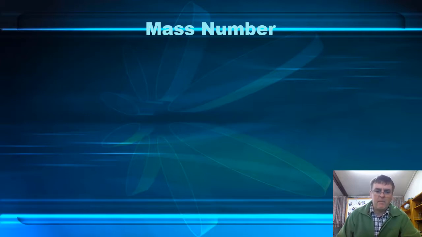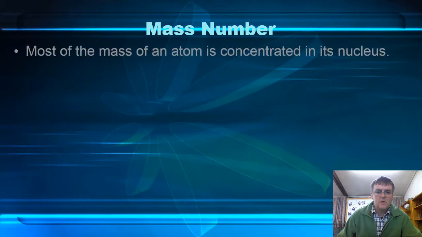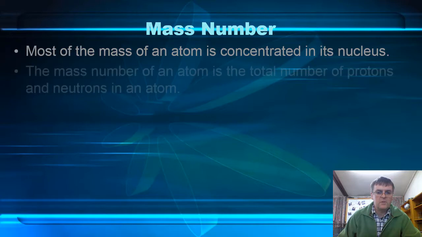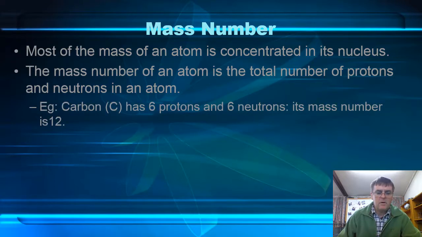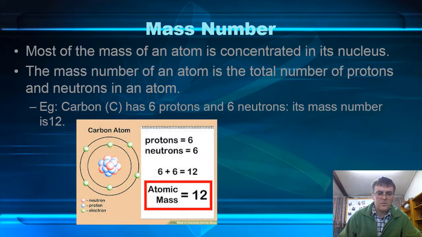Now we come to the mass number. This is how heavy each element is. The mass is in the nucleus, where the protons and neutrons are found. They are the ones that have the mass, right in the middle. The total number of protons and neutrons is the mass number. If we go back to carbon, it's got 6 protons and 6 neutrons, 6 and 6 is 12, so its mass number is 12.